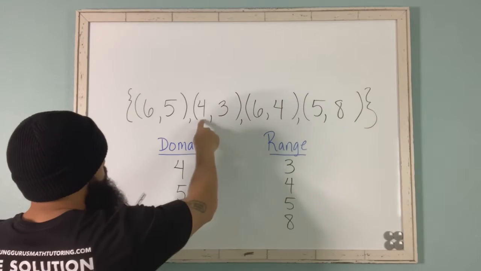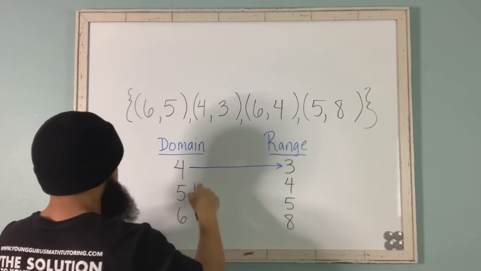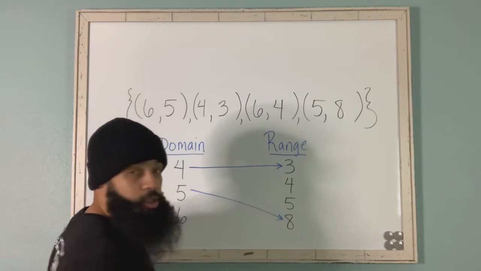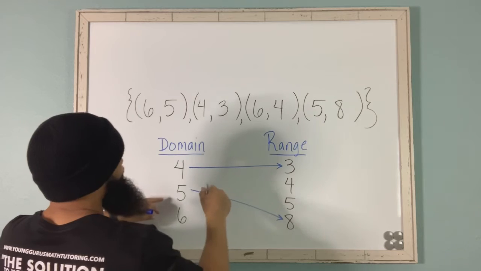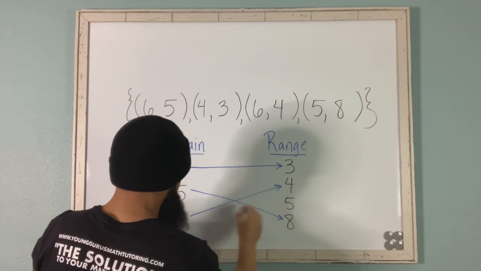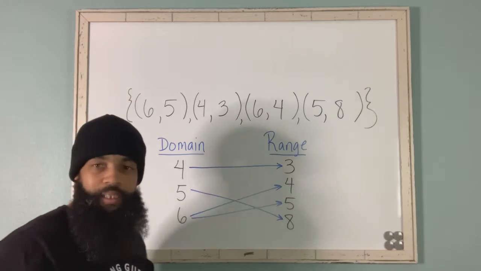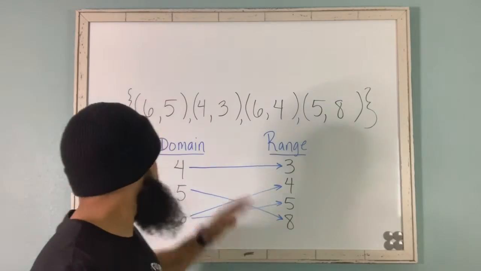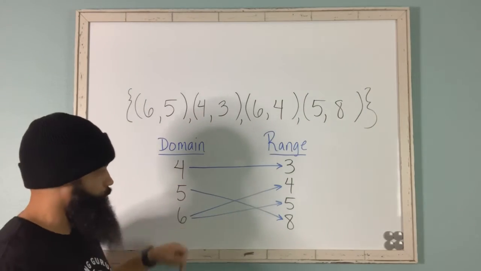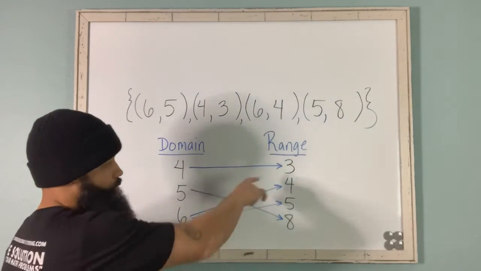4 is mapped to 3. 5 is mapped to 8. Sorry about my squeaky markers. 6 is mapped to 4. And 6 is also mapped to 5. So if you ever want to check to make sure you have everything mapped together, I have 4 ordered pairs, so I should have a total of 4 lines in my mapping diagram. 1, 2, 3, 4. But notice this 6 has 2 lines going from it to a value in the range.